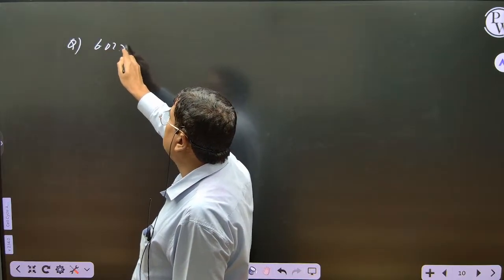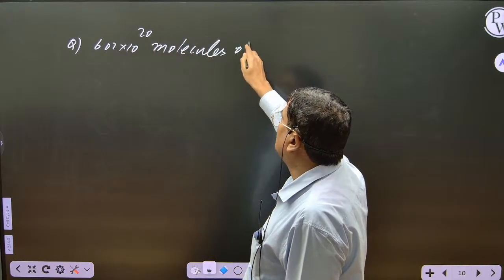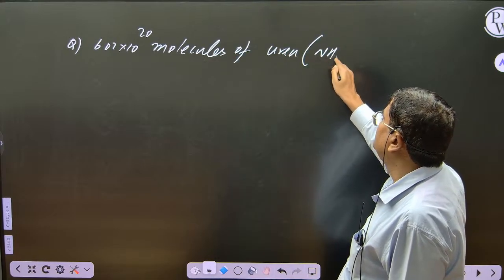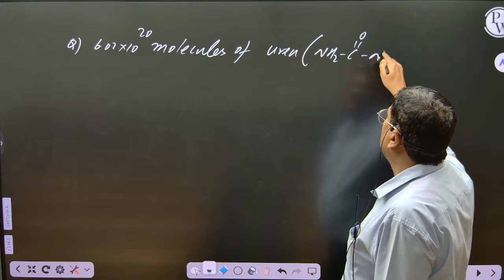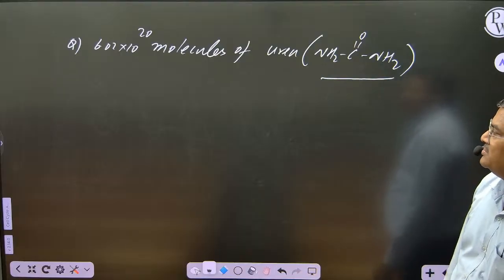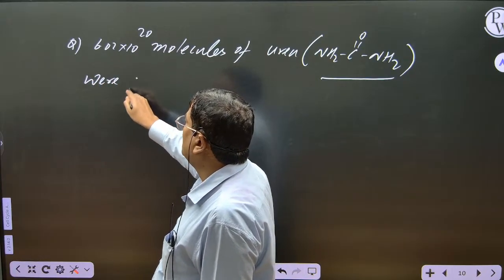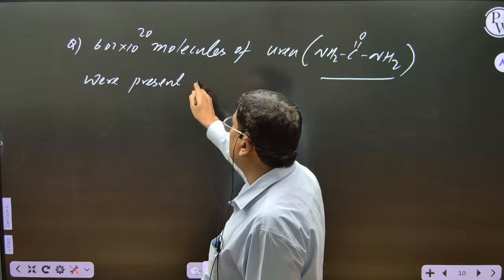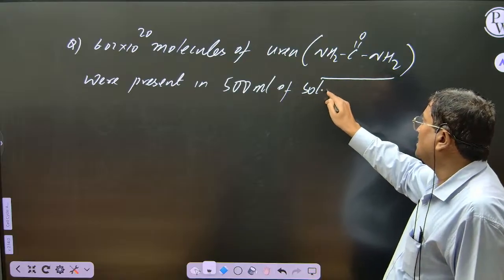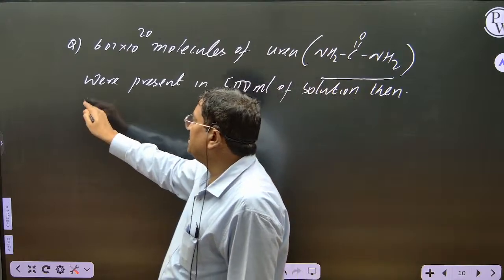6.02 into 10 power 20 molecules of urea. You know the formula of urea, students? Urea is an organic compound. Later in organic chemistry you will study it. In first year also you have it in some basic concepts. This is urea. 6.02 into 10 power 20 molecules of urea were present in 500 ml of solution. Then find its molarity.